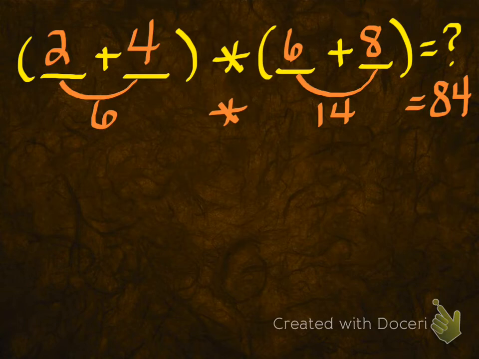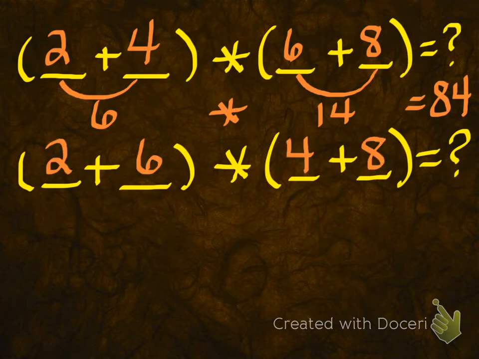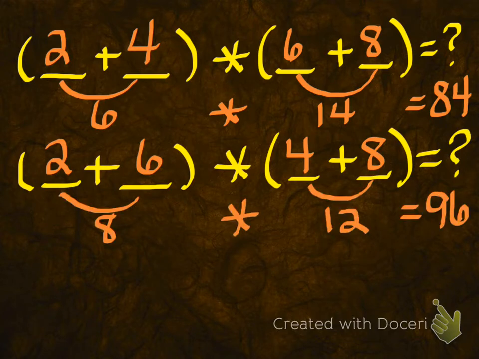So I'm going to try another one. Let's say that we do 2 plus 6 on one side and 4 plus 8 on the other, and then we'll multiply those together. So I get 8 as my answer for 2 plus 6 and 12 as my answer for 4 plus 8. And when I multiply those together, I get 96. Well, that's a little bit bigger than the one that I did previously, but I'm not sure that that's the largest answer that I can get yet.